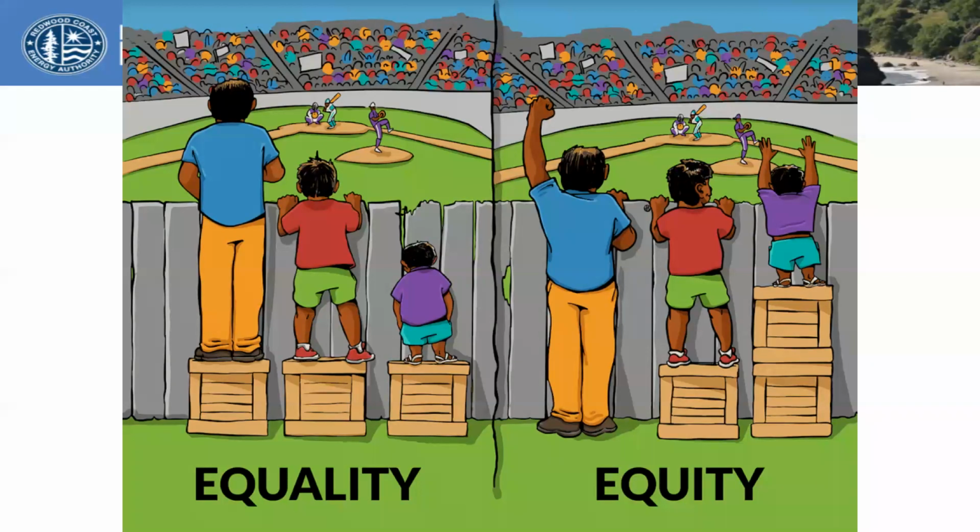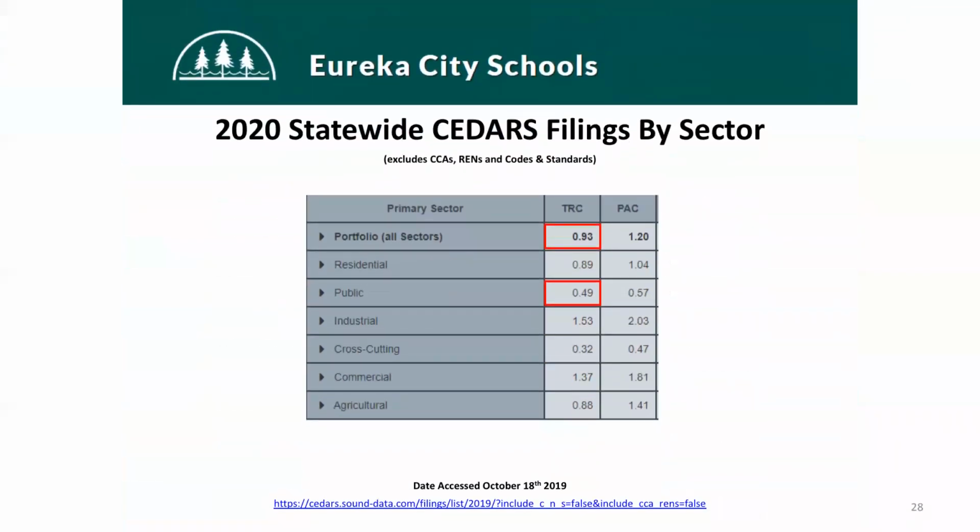This is related to your opening slide on the CEDARS filing for statewide. If CCAs and RENs were included, does that raise the portfolio TRC above 1? And if so, what is the full portfolio's TRC? That is a wonderful conversation. Give me 30 seconds and I will answer that.